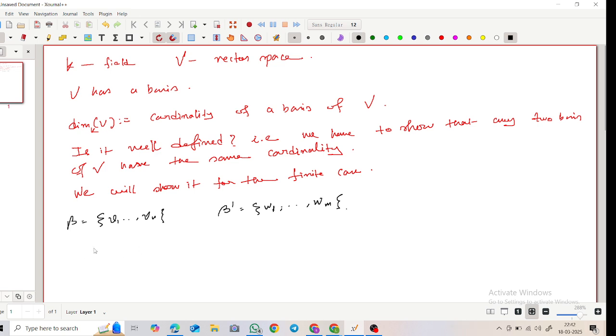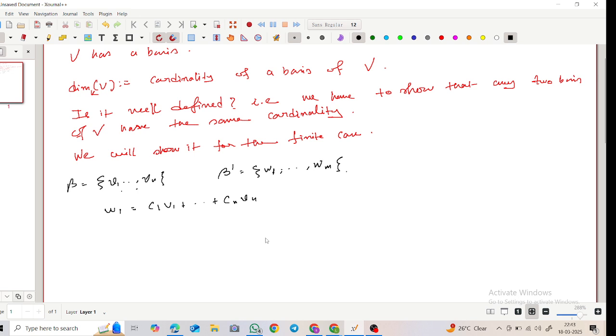So suppose you take W1. W1 is a linear combination of these vectors, right? So the right hand side is non-zero, so the left hand side has to be non-zero. I mean, the left hand side is non-zero, so the right hand side has to be non-zero. So not all Ci can be zero, right? So without loss of generality, let C1 be non-zero. Okay.